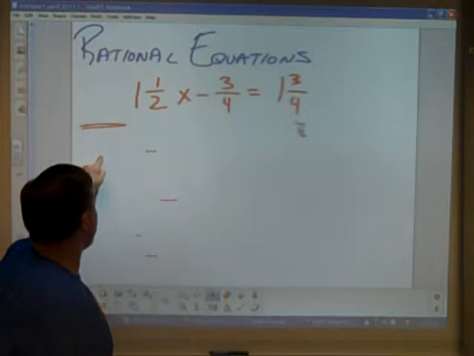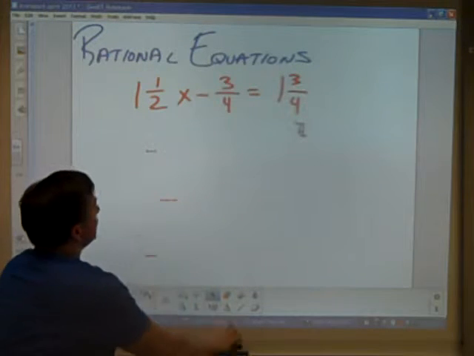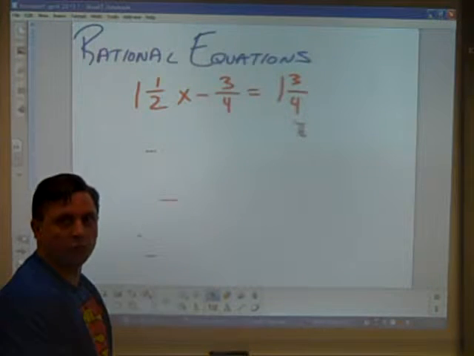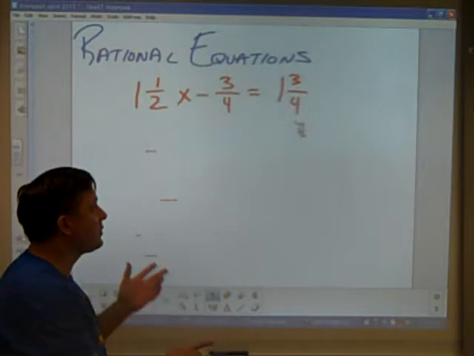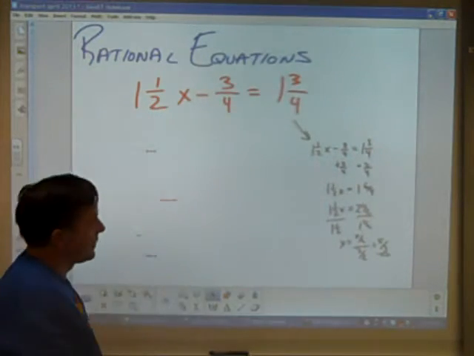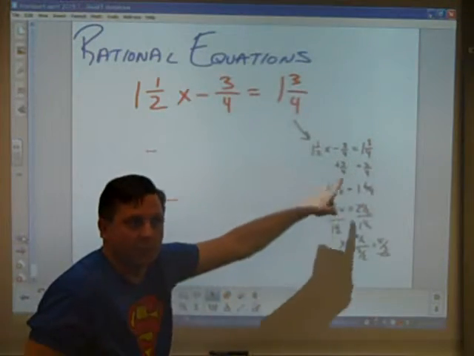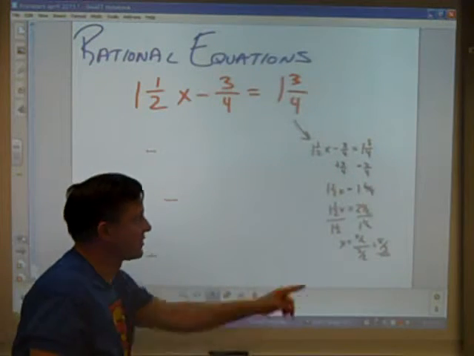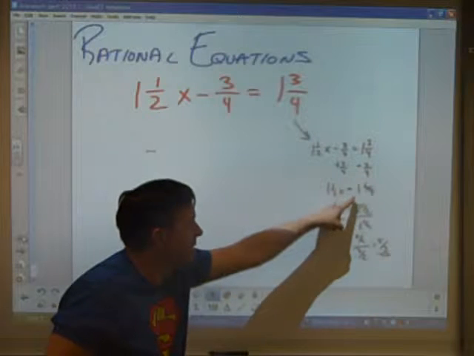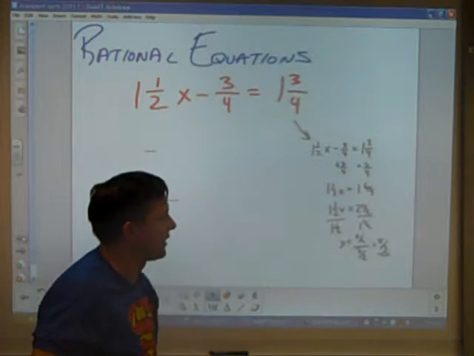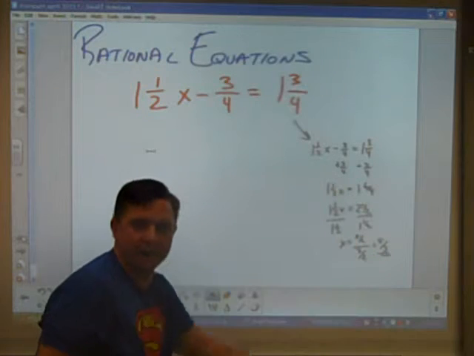When we do rational equations, and again, I have a pretty simple one here on the board, 1 and 1/2 x minus 3/4 equals 1 3/4. We could do this the old-fashioned way. We could add 3/4 to both sides, get 1 and 1/2 x equals 1 6/4, and then I make that ugly number into 2 1/2, and then I can divide both sides, and I can do all the work, and I get 5/3.